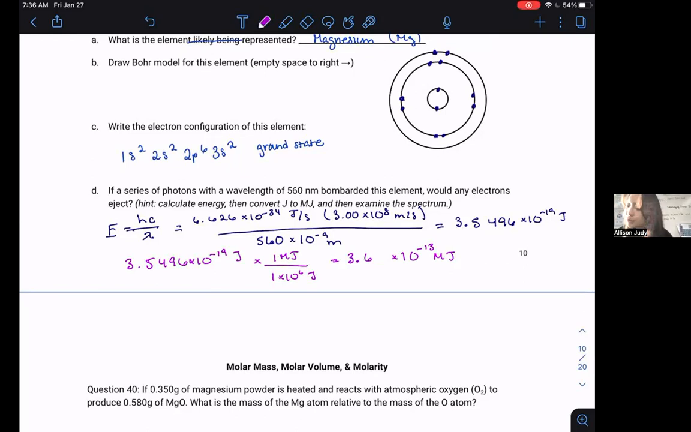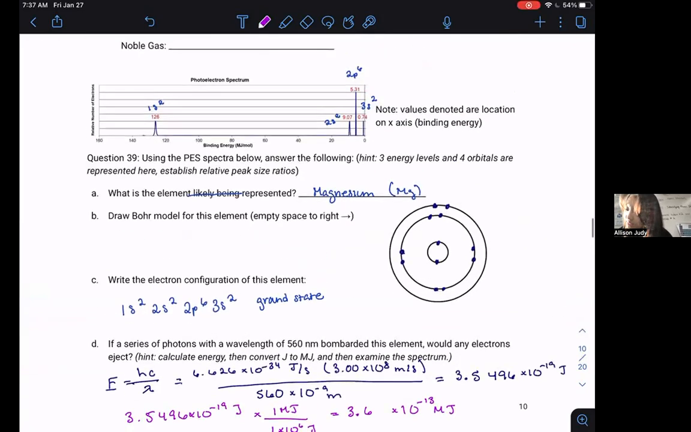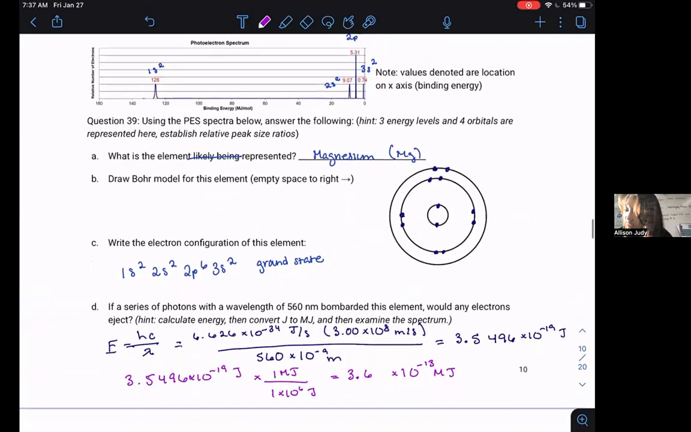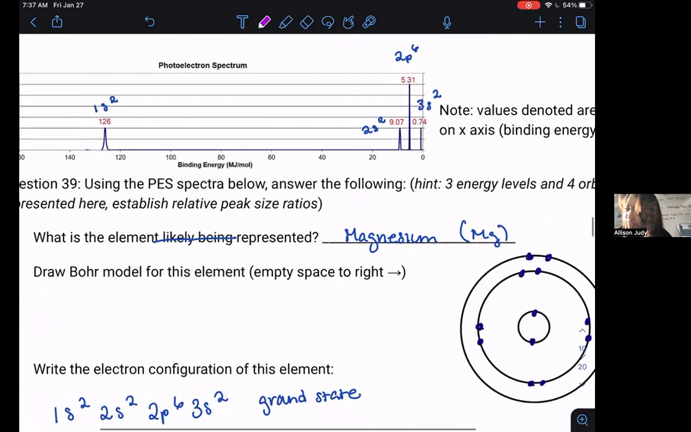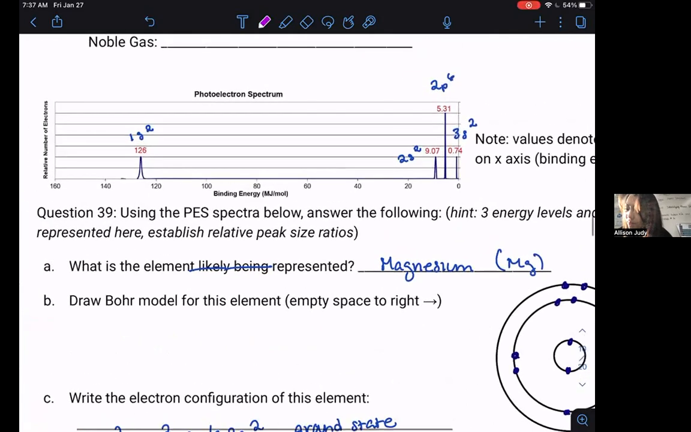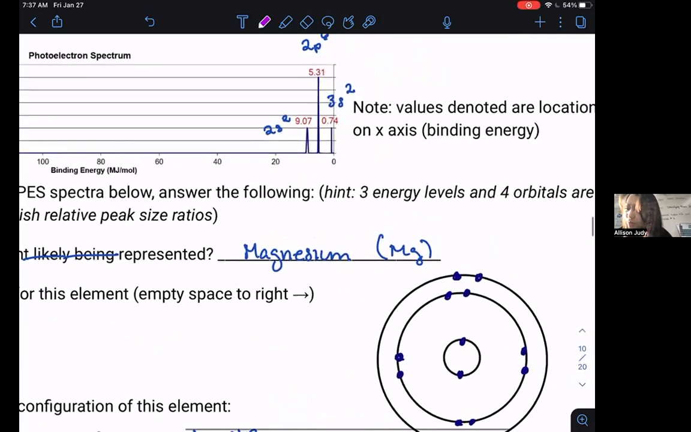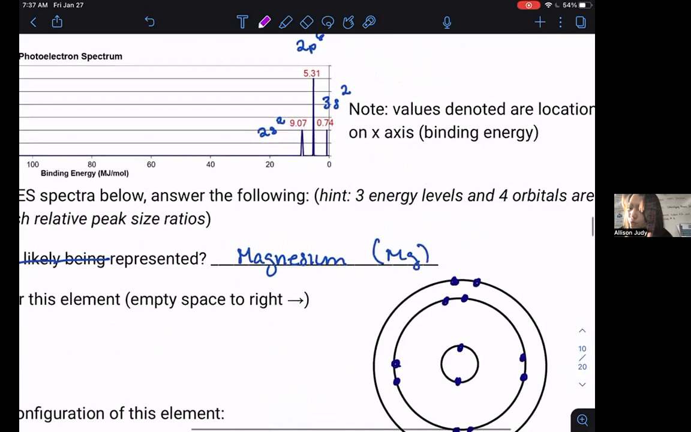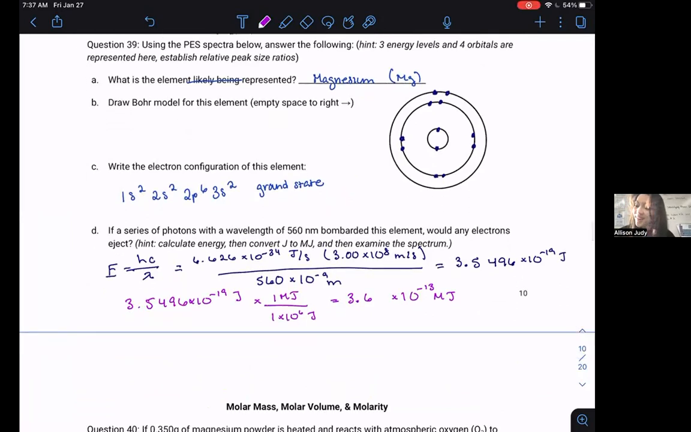Okay, times 10 to the negative 13th megajoules. So when you look at our spectrum, we say, well, is there any value that is to the negative 13th megajoules that would still result in an electron being ejected? And what we're seeing is that the only read we have for a low energy requirement to eject is 0.74 megajoules. But we're still in the negative 13th power of 10. So we're going to say no electron would be ejected.